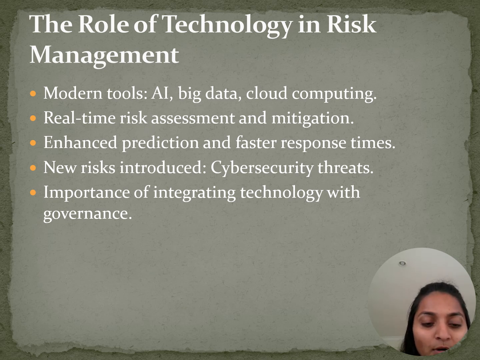Technology plays a significant role in risk management. Tools like AI, big data, and cloud computing help organizations predict, assess, and mitigate risk in real time. These technologies allow for quicker responses and more accurate risk evaluations. However, they also introduce new risks such as cyber threats, which need to be managed effectively through a robust governance structure. By integrating technology into risk management strategies, organizations can better address the evolving threat landscape, ensuring they remain secure and compliant with regulations.